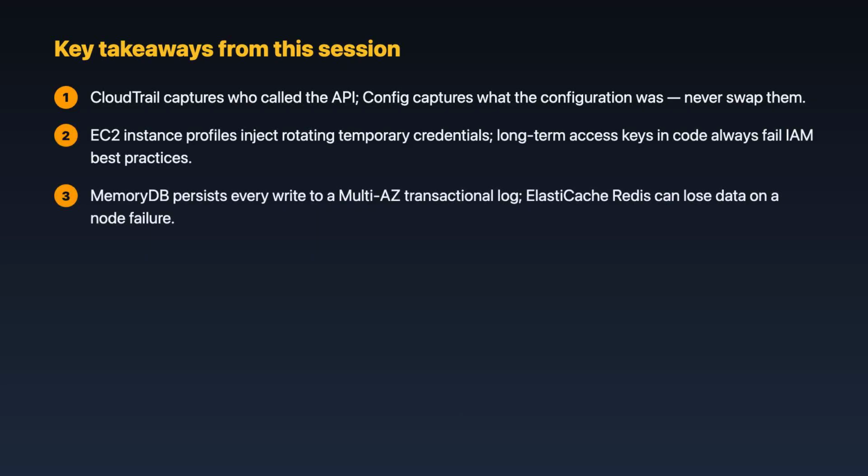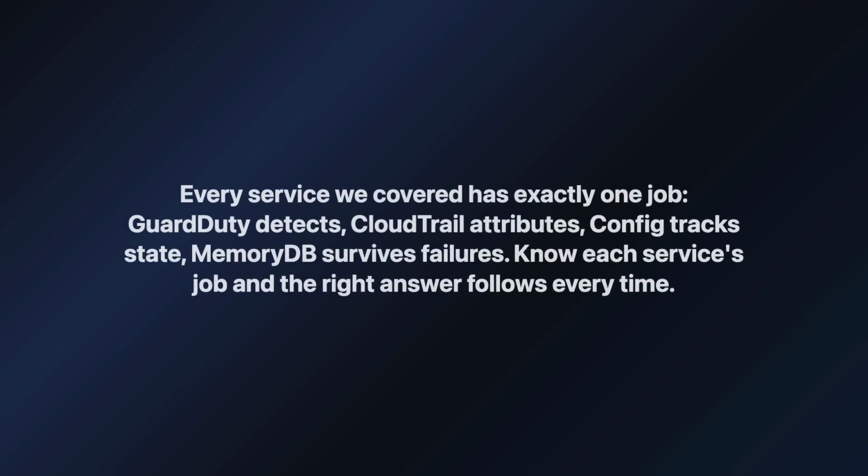3 takeaways from this session. First, CloudTrail captures who called the API. Config captures what the configuration was, never swap them. Second, EC2 instance profiles inject rotating temporary credentials. Long-term access keys in code always fail IAM best practices. Third, MemoryDB persists every write to a multi-AZ transaction log. ElastiCache Redis can lose data on a node failure. Every service we covered has exactly one job. GuardDuty detects, CloudTrail attributes, Config tracks state, MemoryDB survives failures. Know each service's job and the right answer follows every time.